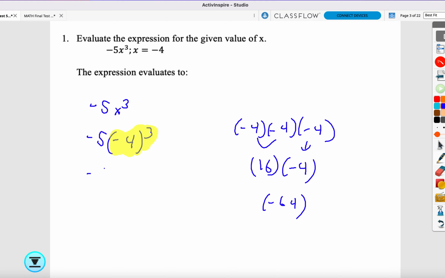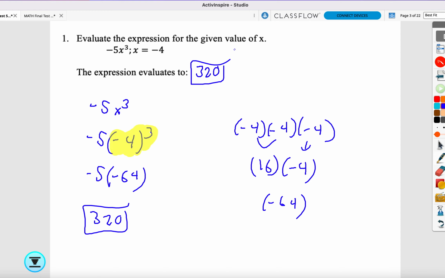So then we have negative 5 times negative 64. Two negatives make a positive. 5 times 64 is 320, and you're done. Do not overthink these, guys. Make sure you're using the rules that we've learned in this class. Remember what exponents do, etc., so that we don't make any mistakes.